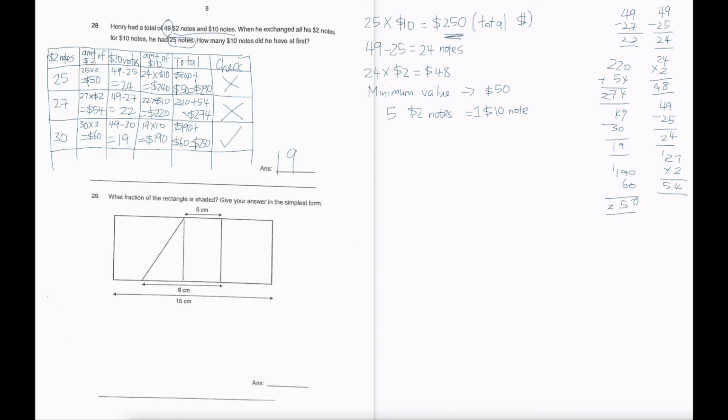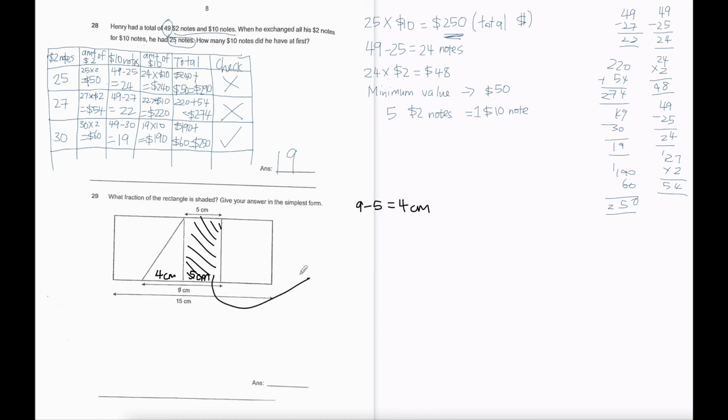Let's deal with the rectangle first. This side is 5 cm, so that means this is 5 cm and this will be 4 cm, because from here to here it's 9 cm. So 9 minus 5 is 4 cm. If I were to shade this part, what fraction of it is shaded?